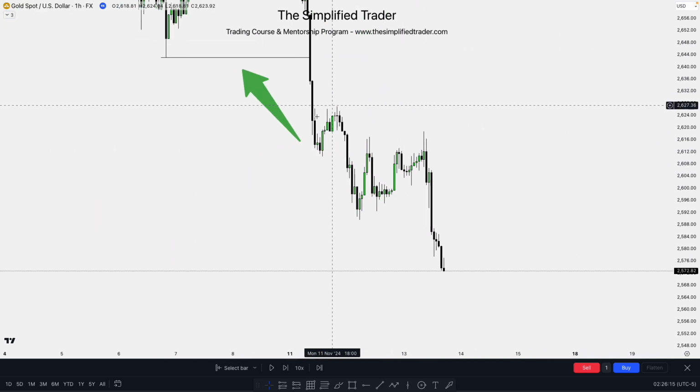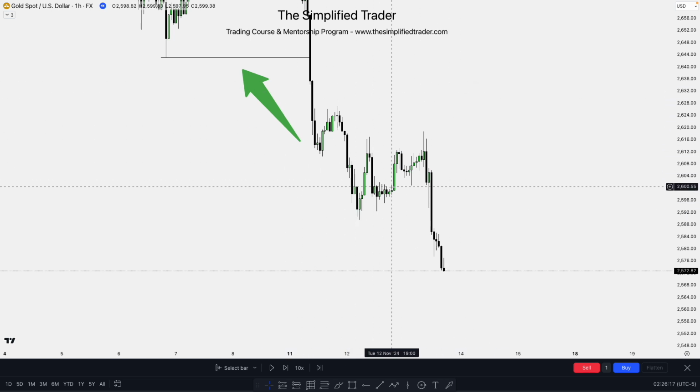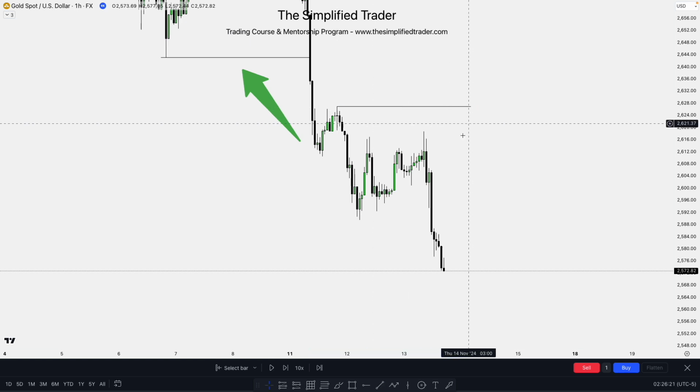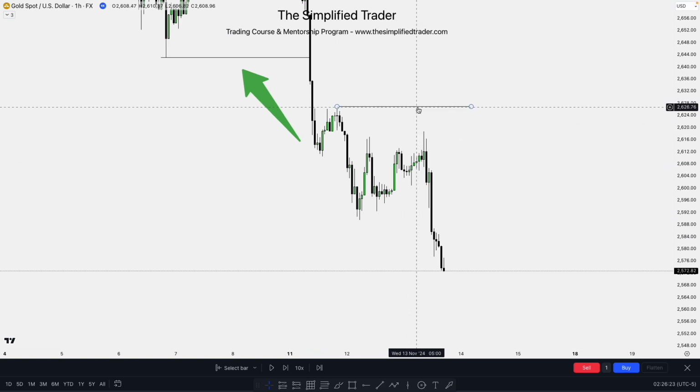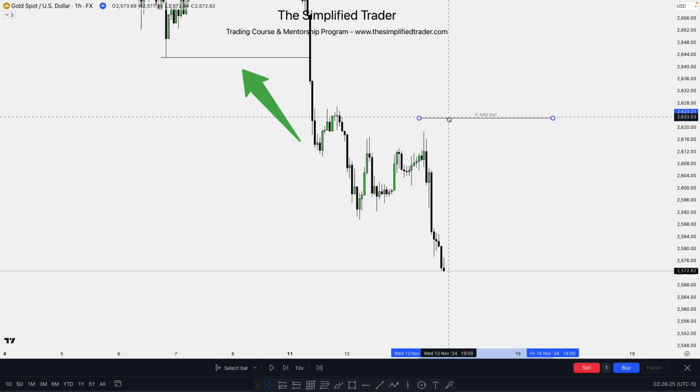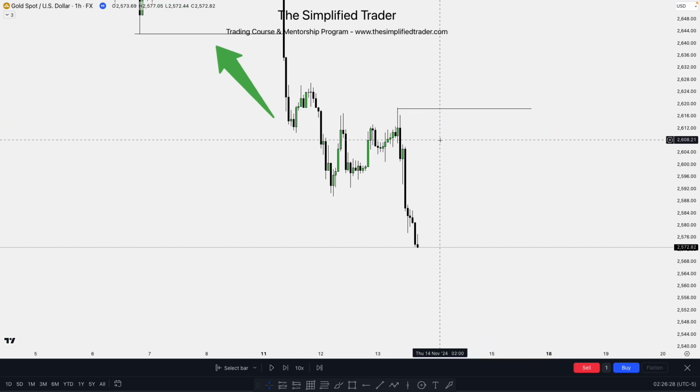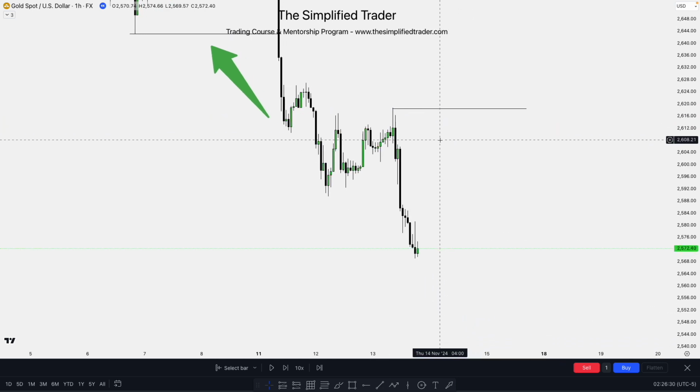And do we have a valid market structure shift in this area of price? We don't, because we needed a closure above this high in order to confirm a valid market structure shift. But now that has moved to this high. So let's see how price action plays along.